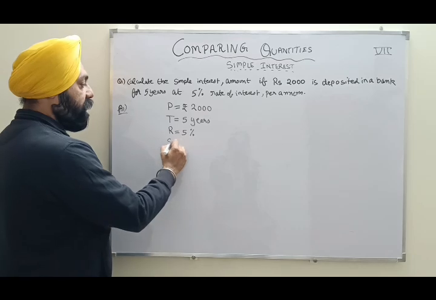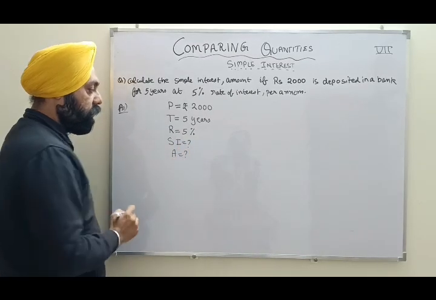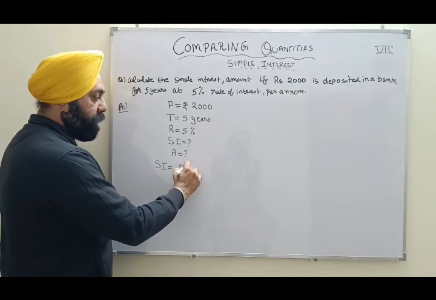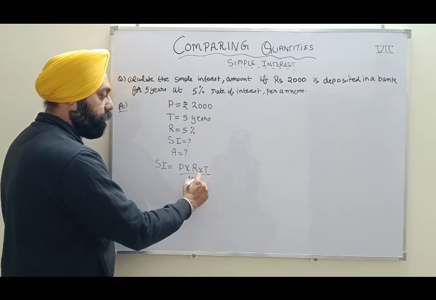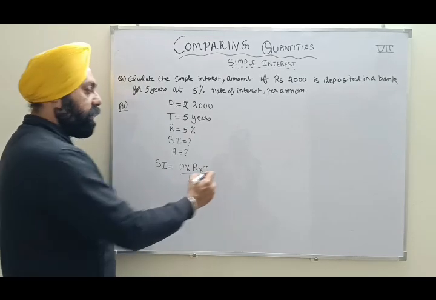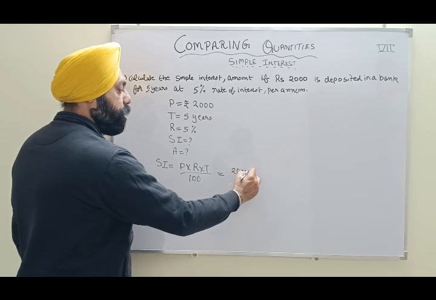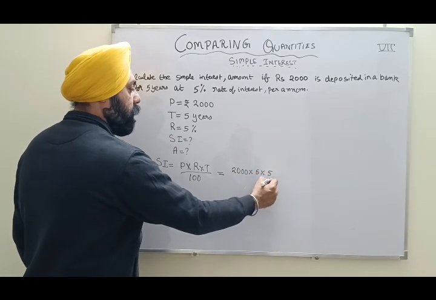So what we have to find? We have to find simple interest and we have to find amount. So the formula is simple interest is equal to P into R into T upon 100. So in place of principal, rate and time, we have to fill the values. So it is 2000 into 5 into 5 upon 100.